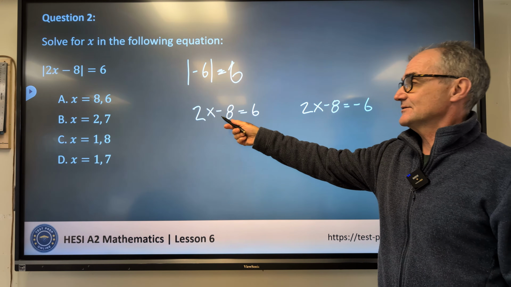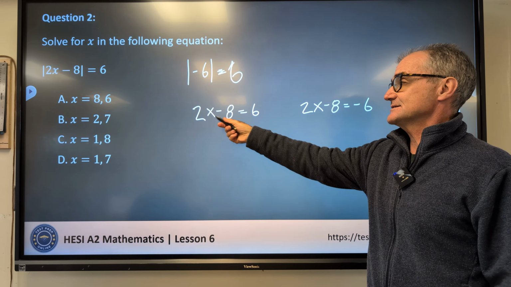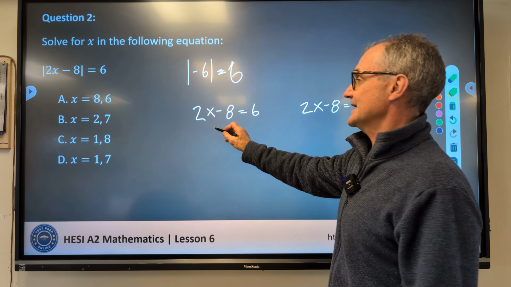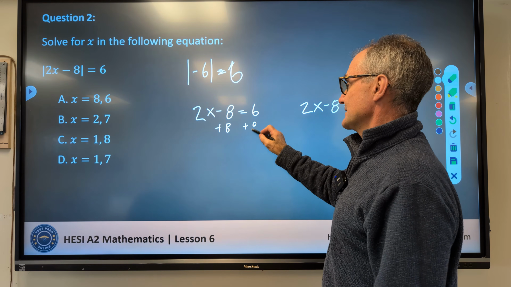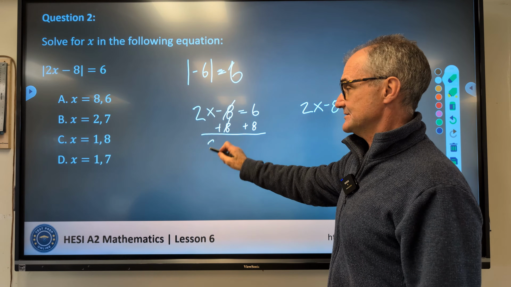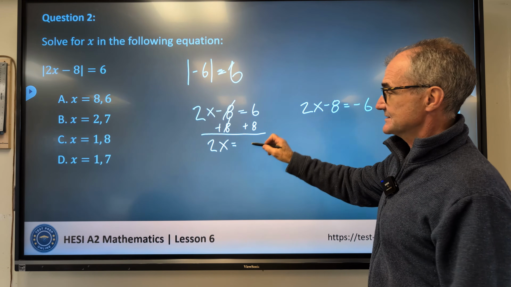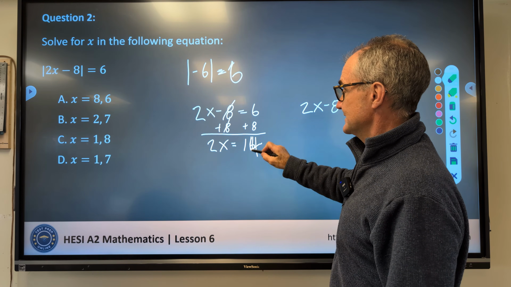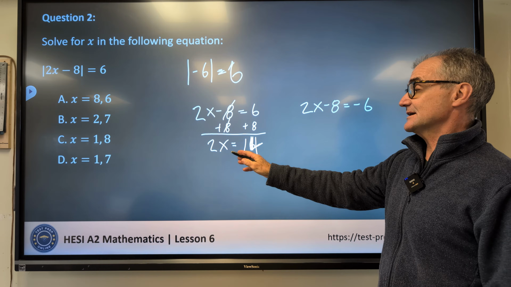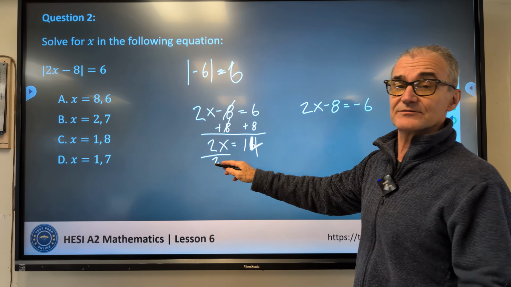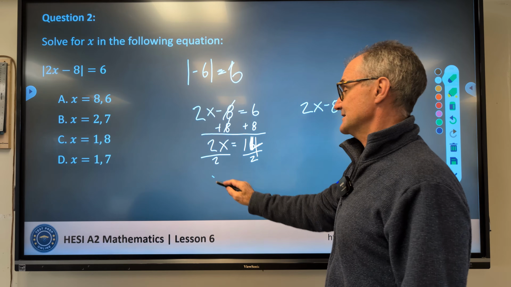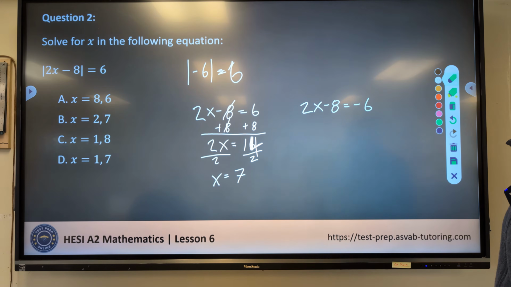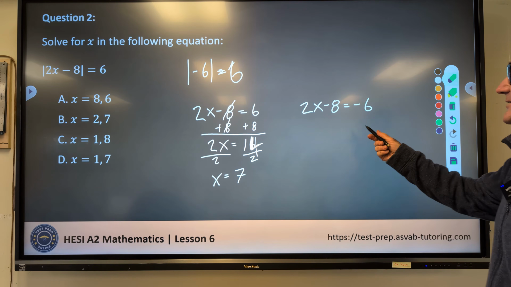So right here, the goal of solving this equation is to isolate my variable x, meaning get it by itself. To do that, I got to get rid of that 8 first. I'm going to add 8 to both sides. That 8 and that 8 will cancel, giving me 2x on the left equals 6 plus 8, 14. Now I got to still get x by itself, so I divide. This is multiplication, so I reverse by division. Divide both sides by 2 to get x equals 7. So one answer is 7. I could eliminate answers A and C, but I don't know what the other answer is. I got to keep going here.